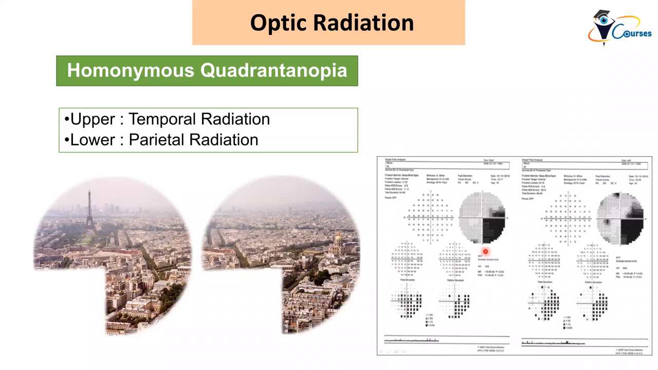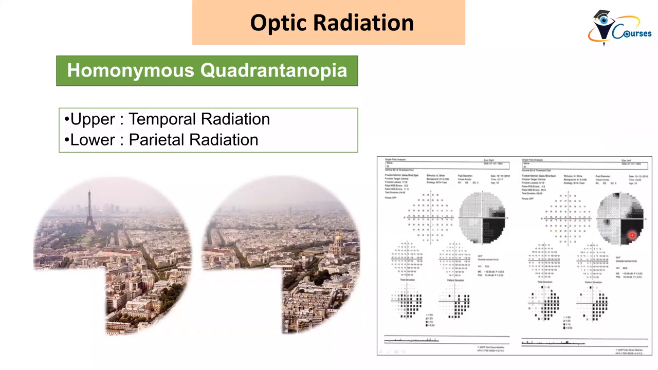So if the patient has involvement of the temporal radiation, this temporal radiation carries the inferior retinal fibers, which are responsible for the upper visual field. So this will result in contralateral homonymous upper quadrantanopia. This is for involvement of the temporal radiation. The parietal radiation carries the superior retinal fibers, which are responsible for the lower visual field, as we can see in this patient. So this will result in contralateral lower quadrantanopia.